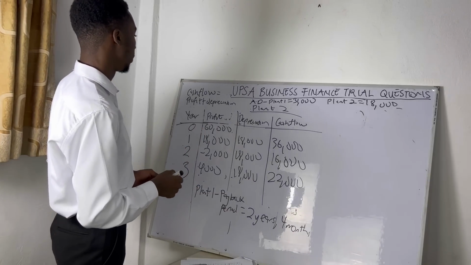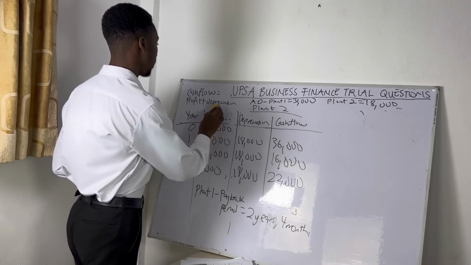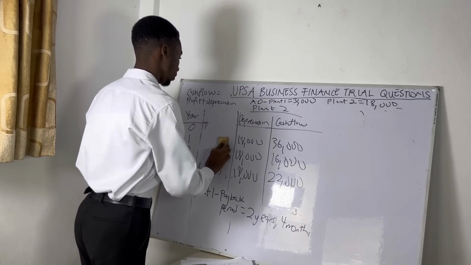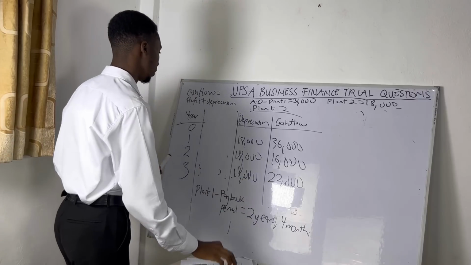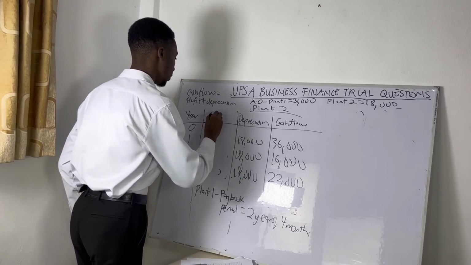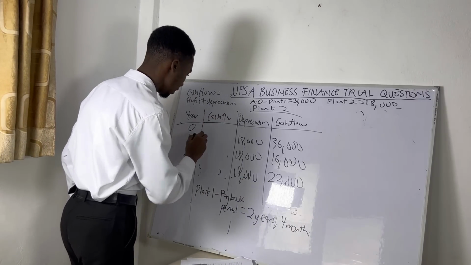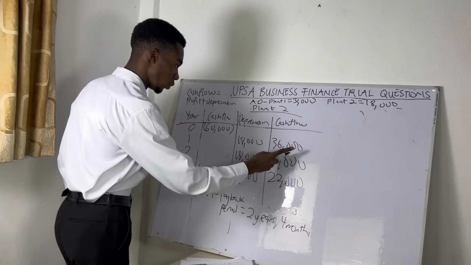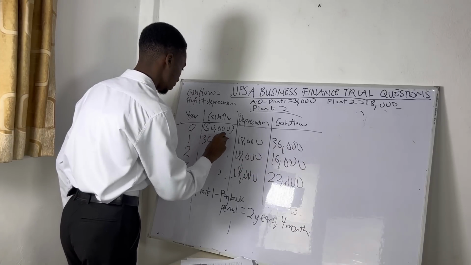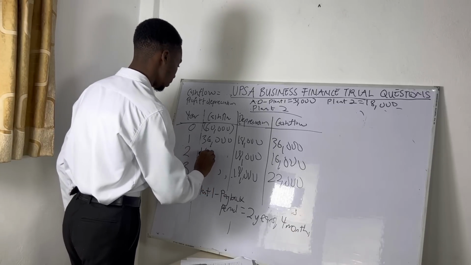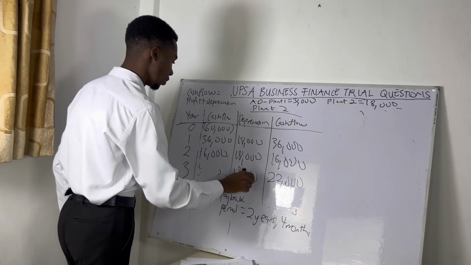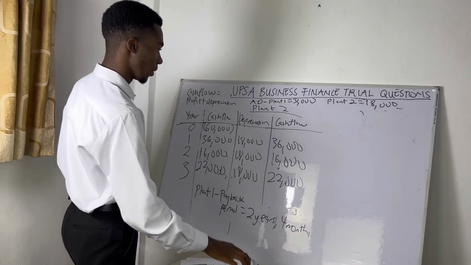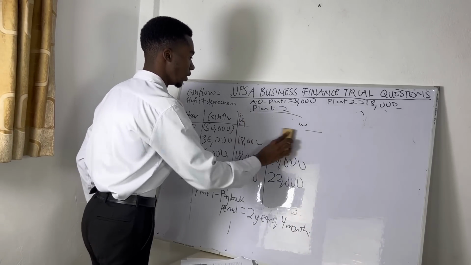So let's calculate the payback period for plant 2. Let me bring the cash flow here. We invested 60,000, and I'll put it in brackets so I don't get confused. Then year one, we got 36,000. Then year two, we got 16,000. Then year three, we got 22,000. Let me clean that part. I will now calculate the cumulative cash flow.